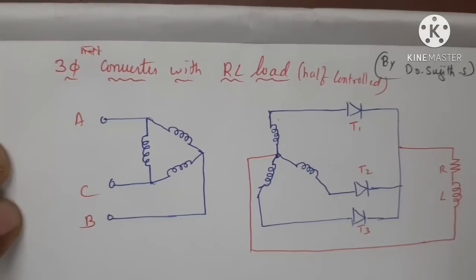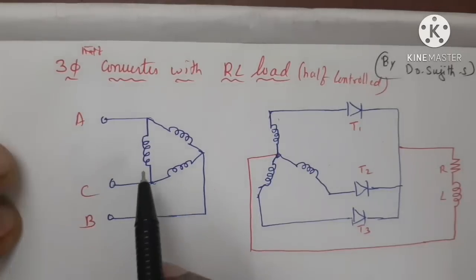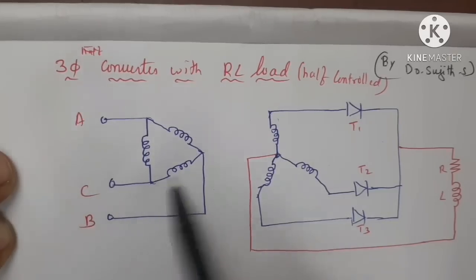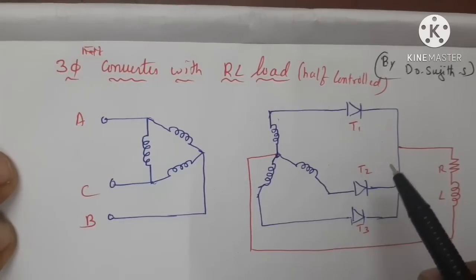Hello all. Today we are going to look at a three-phase half-controlled converter with RL load. In the previous video we have seen the converter using an R load, and today we are going to do the same with RL load. Now, as said in the previous class, we are using a delta star transformer.